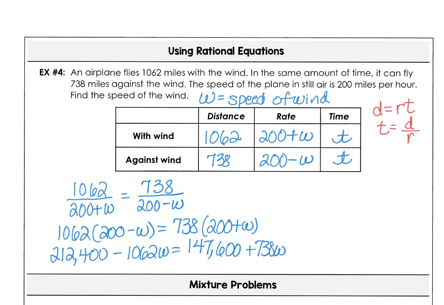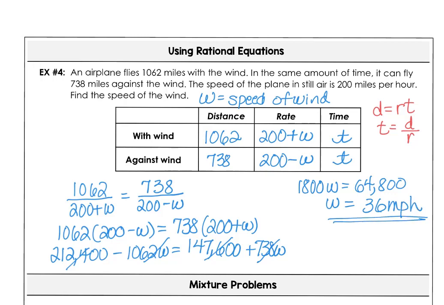738W. So collecting like terms, this is 1,800W, if we add this 1062 to the 738, and 147,600 minus 212,400 is 64,800. Dividing by 1,800, the wind is 36 miles per hour. So the speed of the wind is 36 miles per hour.